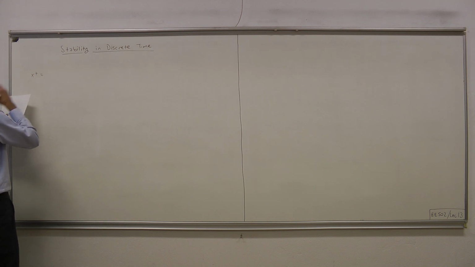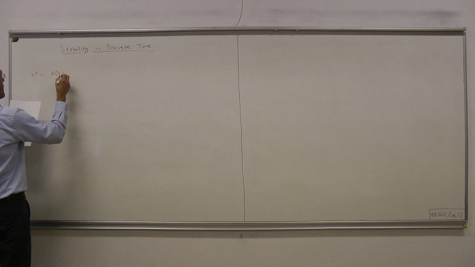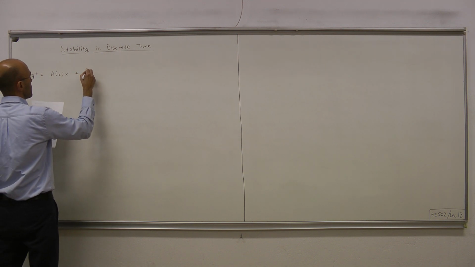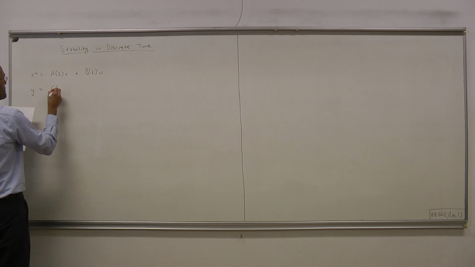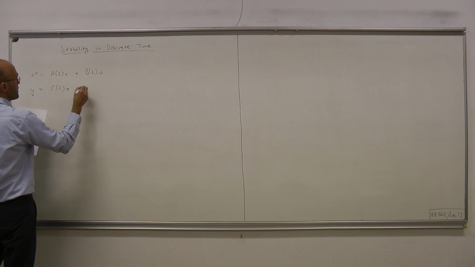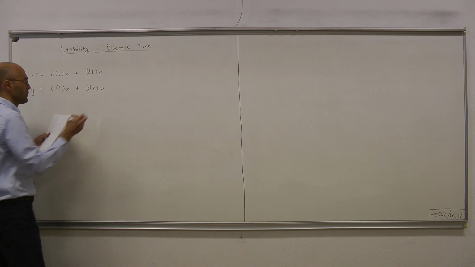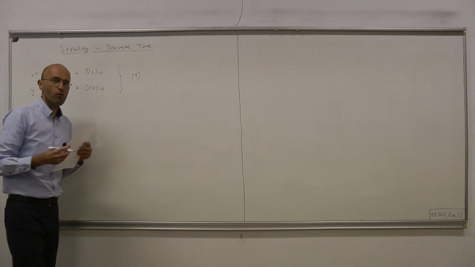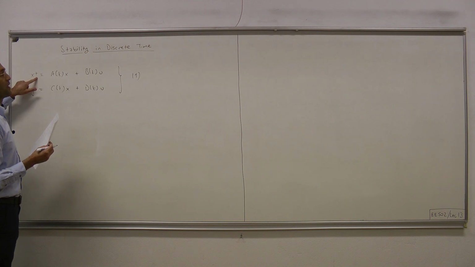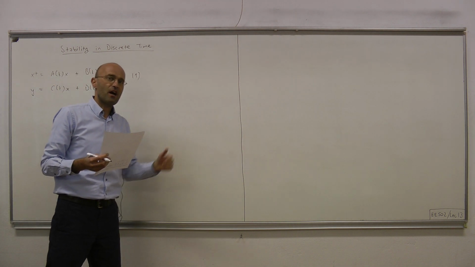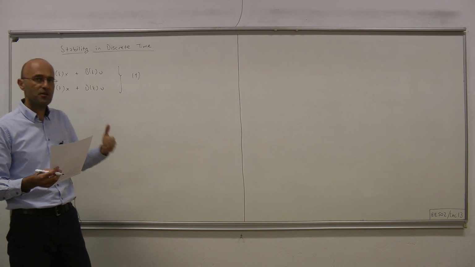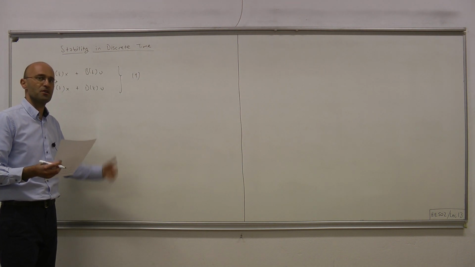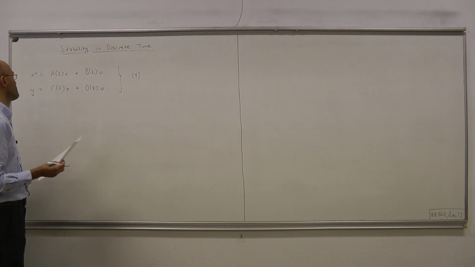x plus equals A_k x plus B_k u, and the output y reads C_k x plus D_k u. Let's call this system 1. Remember, the notation x plus simply means the value of x at the next time instant, and our time instants are denoted by k. This is our discrete time. It starts from 0 and goes on through positive integers, k equals 0, 1, 2, 3, and so on.